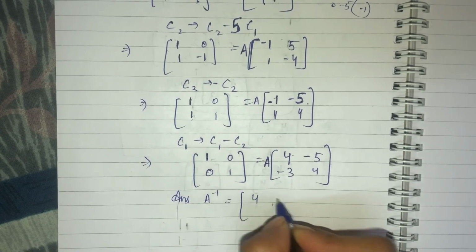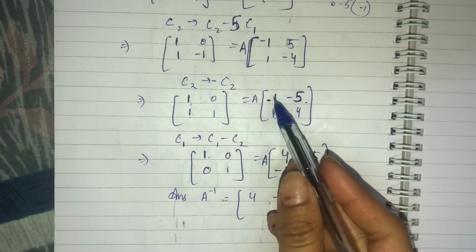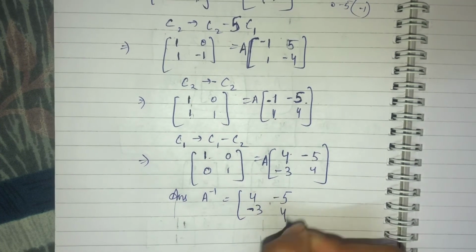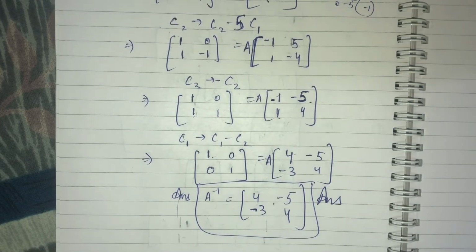inverse is what, 4 minus 5, let me check, 1 minus 4 minus 3 minus 1 plus 5, correct, so -3 4, this is your A inverse. I hope आप लोगों को ये भी clear होगा.